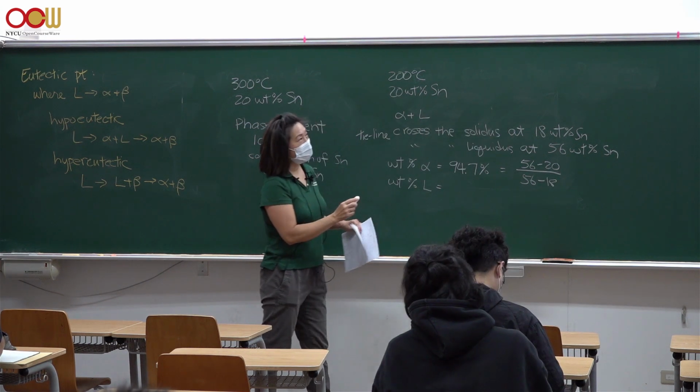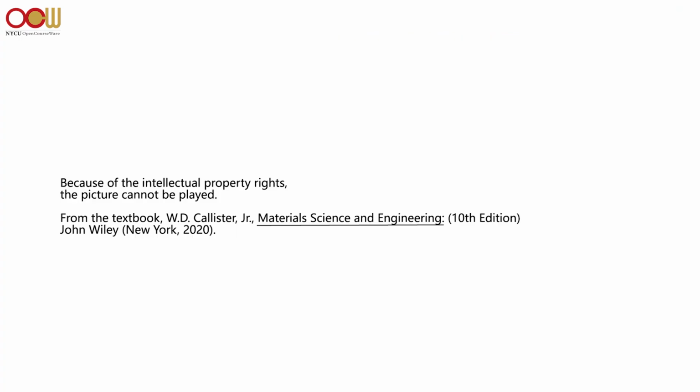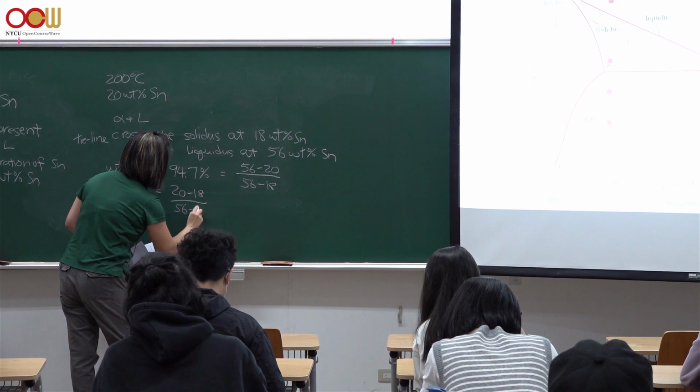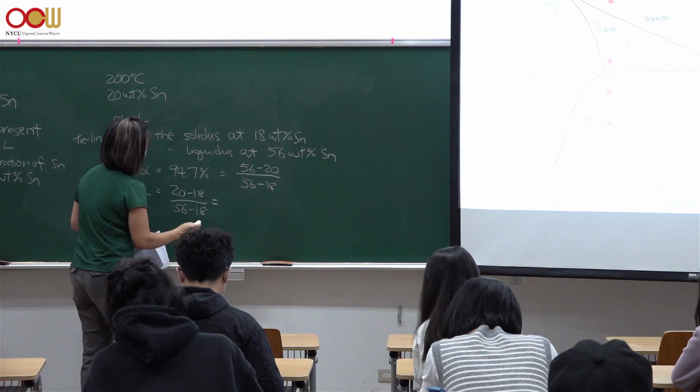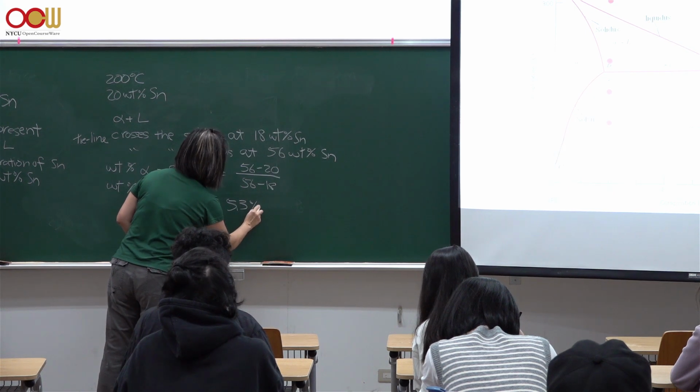If we do the same thing for our liquid phase, so this time I want to know my liquid, I take my opposite length, which is the part that goes to the alpha. So I have the part on top is 20 minus 18, divided by 56 minus 18, and that should give me 5.3 weight percent.